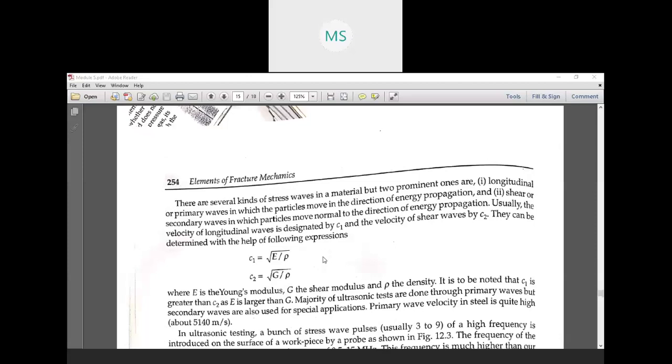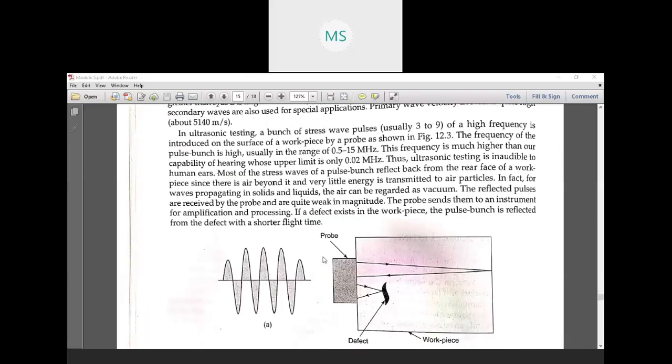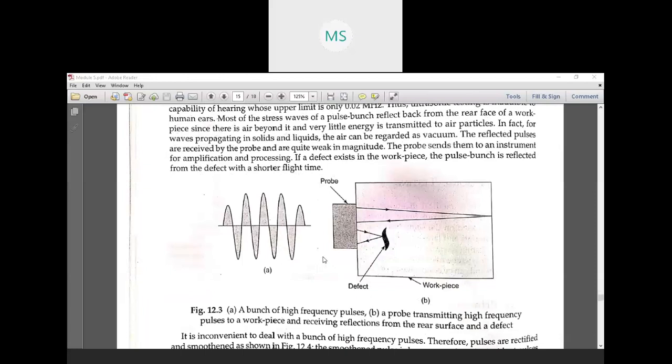So E is greater than G, or Young's modulus is greater than the shear modulus. That's why the primary waves are much more used in practical usage than the secondary waves. Only for some special places or some special conditions are we using the secondary waves. So this is the diagram which we have seen.